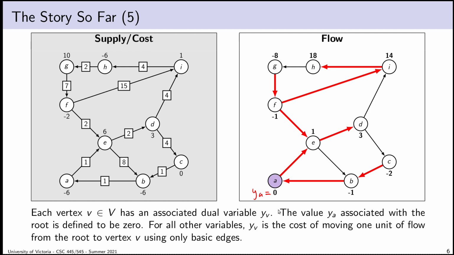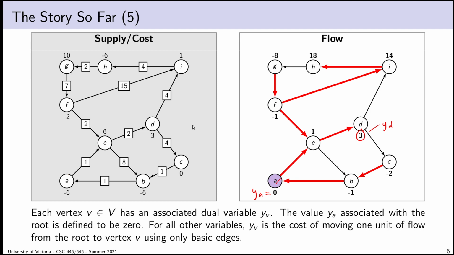Once we've done that, as we saw in the previous lecture, we have a way of determining the values of all other dual optimization variables given a particular spanning tree. And it turns out that they have a great intuitive interpretation, which is the value of a particular dual optimization variable, so this would be the value of YD, is the total cost of shipping 1 unit of flow from the root along the basic edges to that vertex, to vertex D. And so we can see that it costs 1 unit to go from A to E and 2 units to go from E to D, for a total cost of 3.